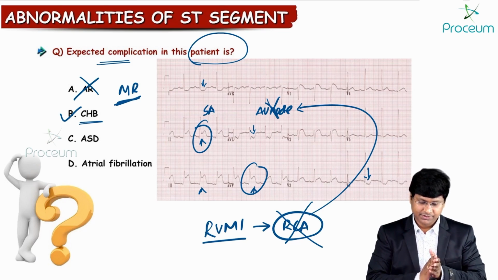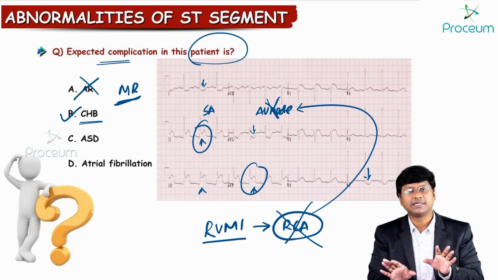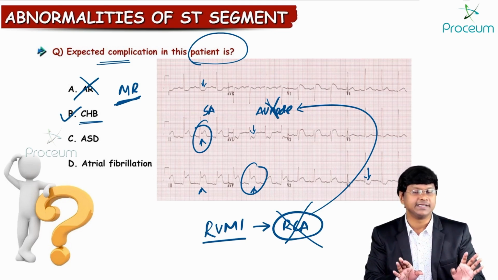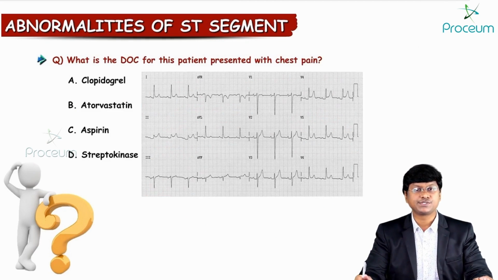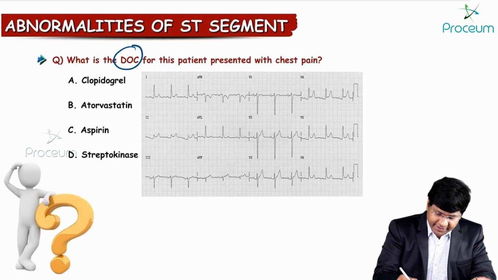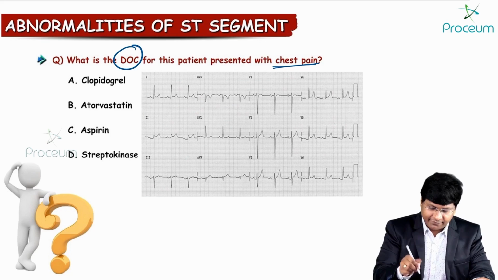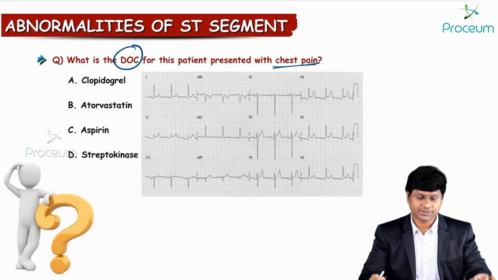Alright, next. Now in MI, you will have ST segment elevation in the respective leads, not in all the leads. You see the next question. So the next question is, what is the drug of choice for the patient presented with chest pain and the following ECG? Clopidogrel, atorvastatin, aspirin, streptokinase.